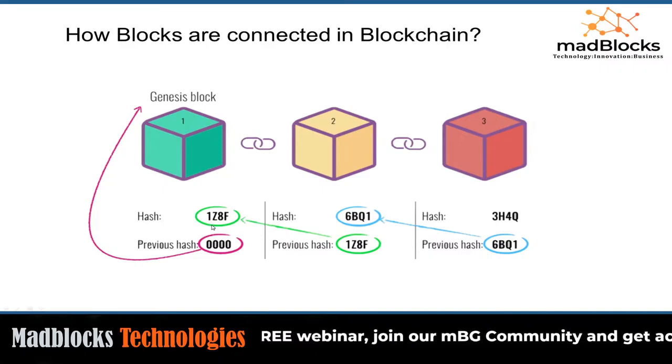So you will have millions of blocks available in the blockchain network. Say if I wanted to tamper block 2, say I have changed the data in block 2, then what happens is when the data is changed, the hash will be changed. When the hash is changed, then what will happen? Block 2 will be disconnected from block 3 because block 3 is having 6BQ1.